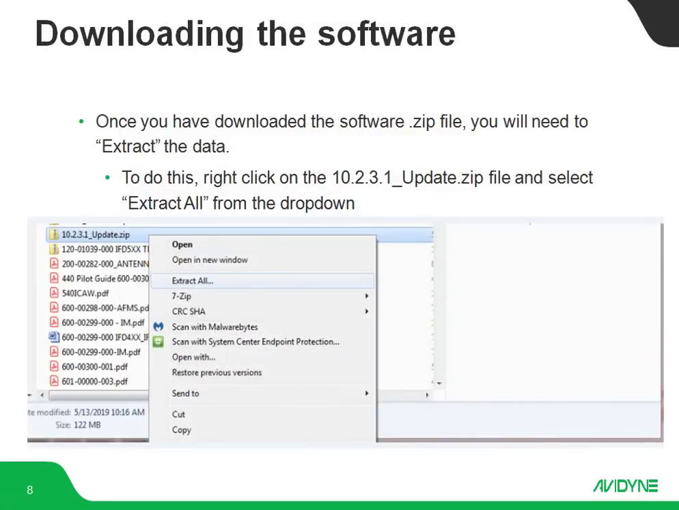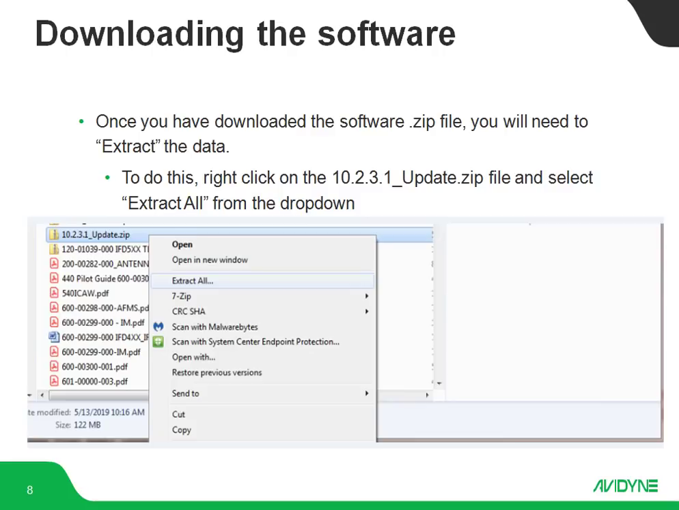Now, once you've downloaded the software from our FTP site, that's going to come as a zip file. So the other piece to this is you're going to have to extract all of that data from the zip file. The IFD doesn't know how to read a zip file, so if you just throw that zip file on the thumb drive and stick it in the IFD, it's not going to work. It's not going to read it. It's not going to know what to do with it.